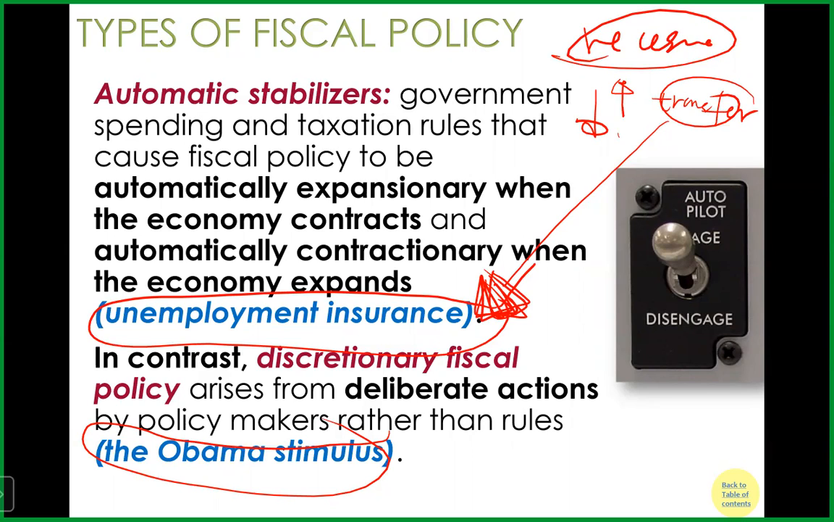But what is discretionary fiscal policy? This is something they need to apply. This is something with some deliberation, like the Obama stimulus, like the Biden stimulus, right? So there's a discussion: should we do this or not? And usually this is a one-time action. Okay, so this is an example.